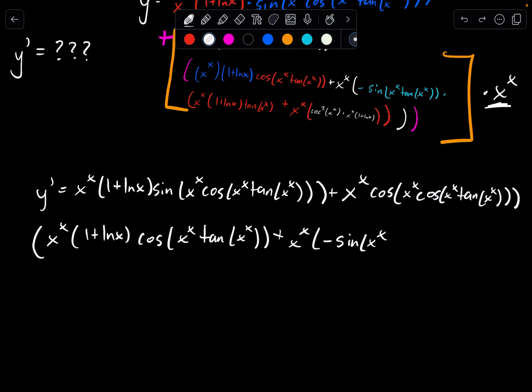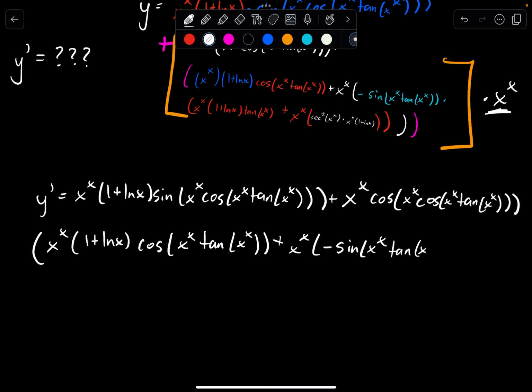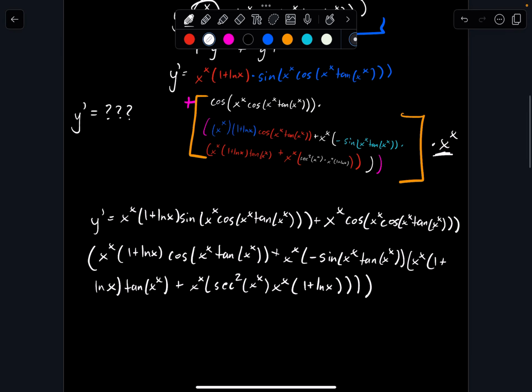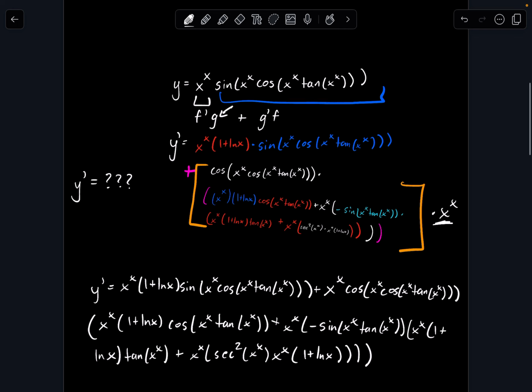So I can continue. Then I have negative sine of x to the x, tangent of x to the x, parenthesis, multiplied by x to the x, 1 plus ln x, close, tangent x to the x, plus x to the x secant squared x to the x, x to the x, 1 plus ln of x, close, close, close, close. And ladies and gentlemen, that gives us our answer of our essential question right up here. The derivative of x to the x, sine of x to the x, cosine of x to the x, tangent of x to the x.